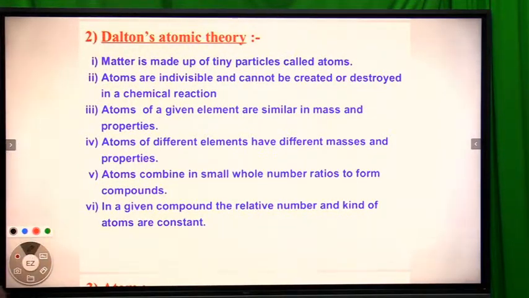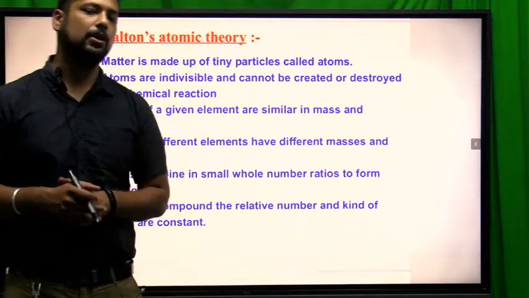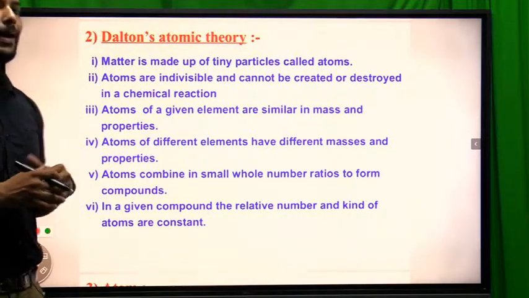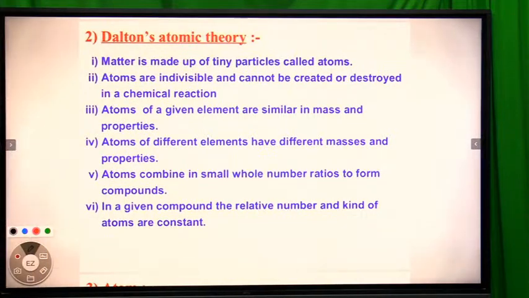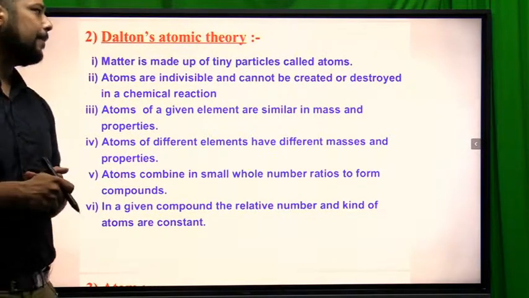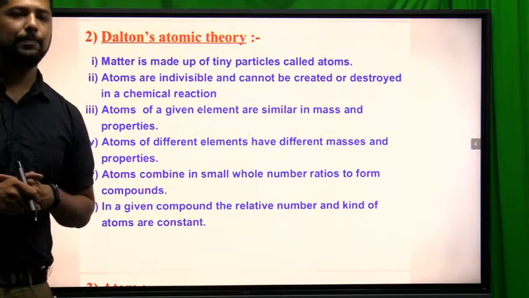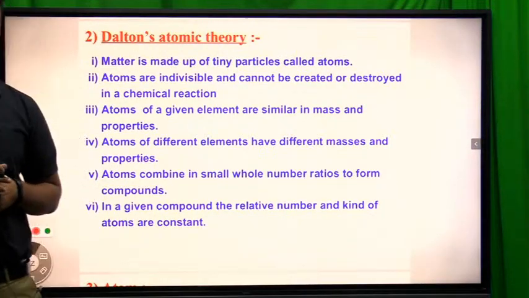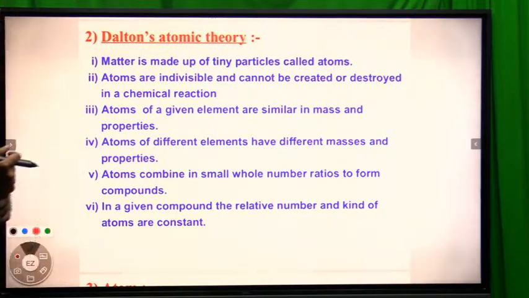Now these two laws of chemical combination were given by Antoine Lavoisier. By seeing these two laws of chemical combination, Dalton, a scientist, made his atomic theory. On the basis of this, the atomic theory has 6 points. Okay, let's see what Dalton's atomic theory states.